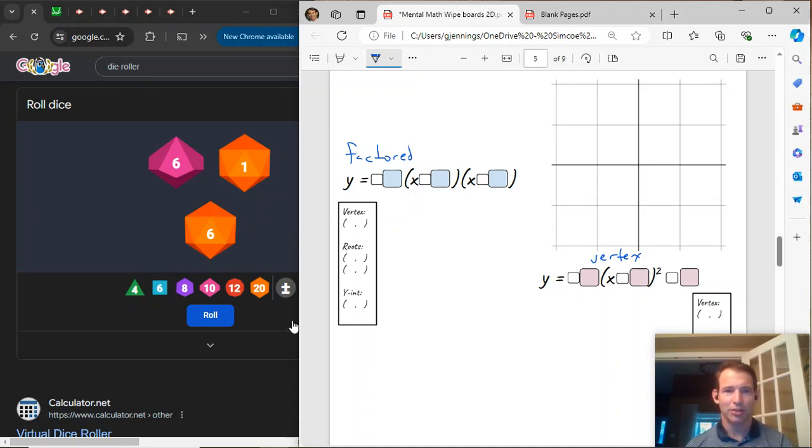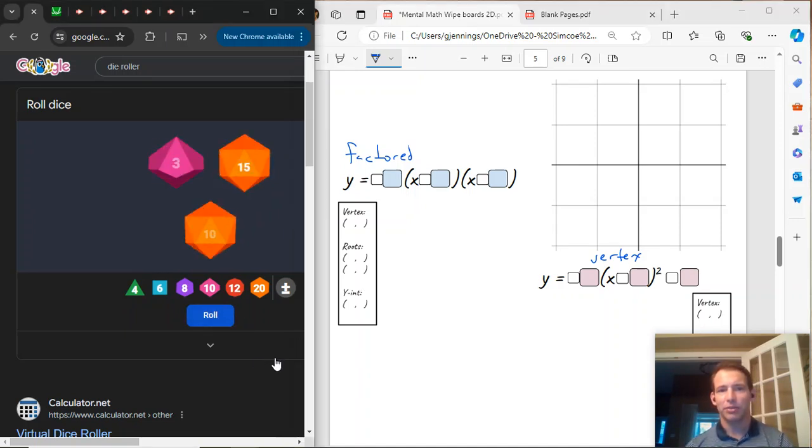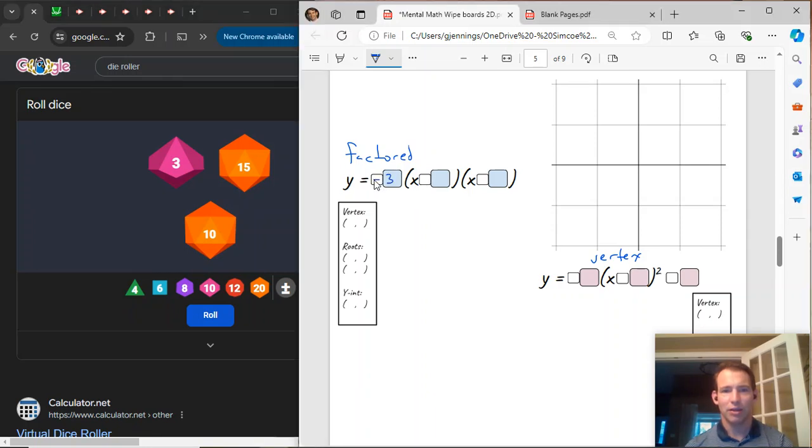So let's go. We're going to start with factored form, and I'll show you how to work with these. So we have negative 3 here. 15 is 5, and that's plus. And 10 is negative 10, like that. I could also do 0 if I wanted, but I can choose negative 10 for this one.